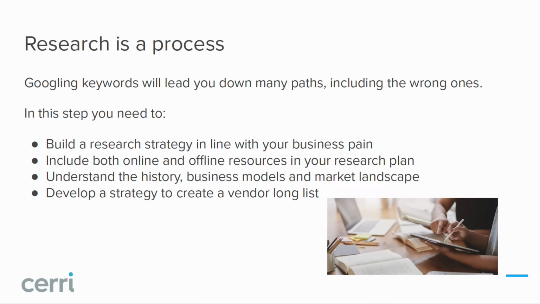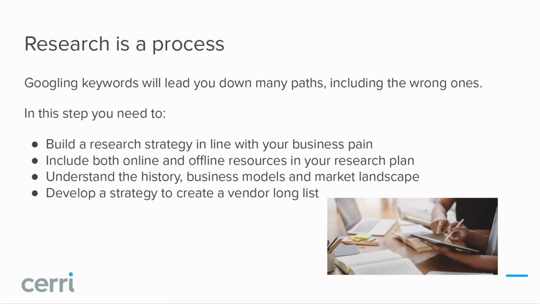Now, research should be approached as a process, not simply a quick online search. If you just Google terms like PPM software or project management tools, you'll be overwhelmed with hundreds of options, many of which may lead you down the wrong path. Instead, it's important you take a step-by-step approach. First, align your research with the specific business challenges you want to solve. Then, incorporate both an online and offline strategy. Don't just rely on what you find online. Talk to colleagues, other organizations that use similar solutions, and even subject matter experts or industry analysts for additional insights.